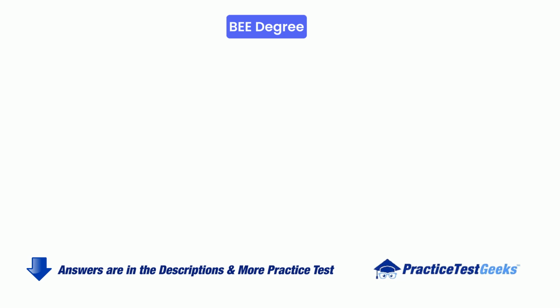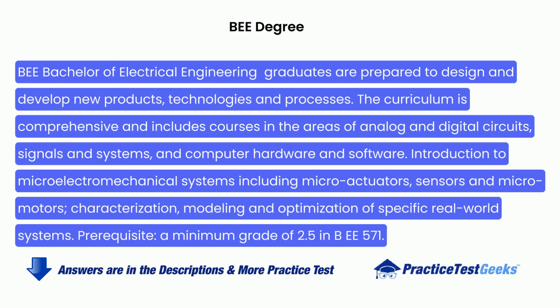BE degree. BE Bachelor of Electrical Engineering graduates are prepared to design and develop new products, technologies, and processes. The curriculum is comprehensive and includes courses in the areas of analog and digital circuits, signals and systems, and computer hardware and software. Introduction to microelectromechanical systems including microactuators, sensors and micromotors, characterization, modeling and optimization of specific real-world systems. Prerequisite: a minimum grade of 2.5 in BE 571.